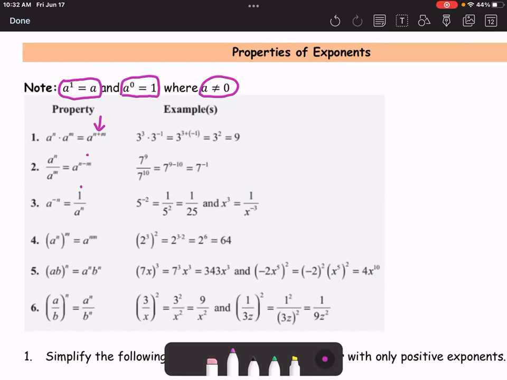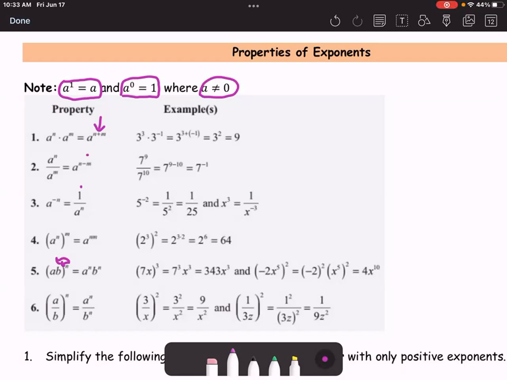Number 4, A to the n raised to the power m. So we have A to the product of n and m. Number 5, the product of A and B raised to the n power. It is the same as distributing the exponent to each factor. So then it becomes A to the n times B to the n.